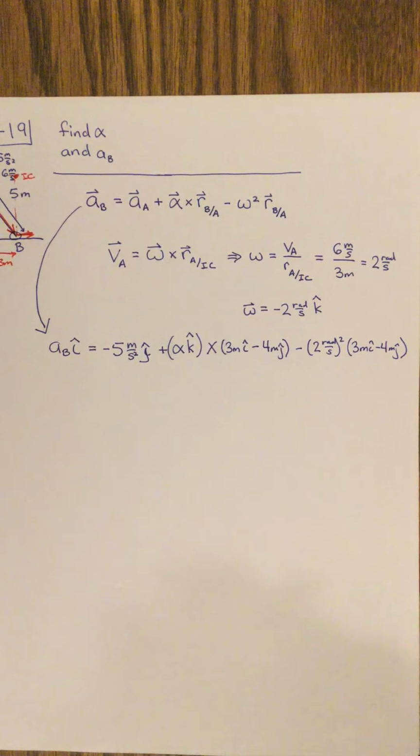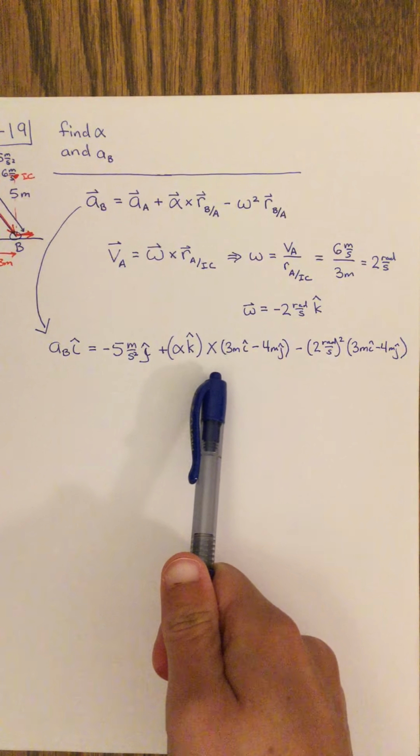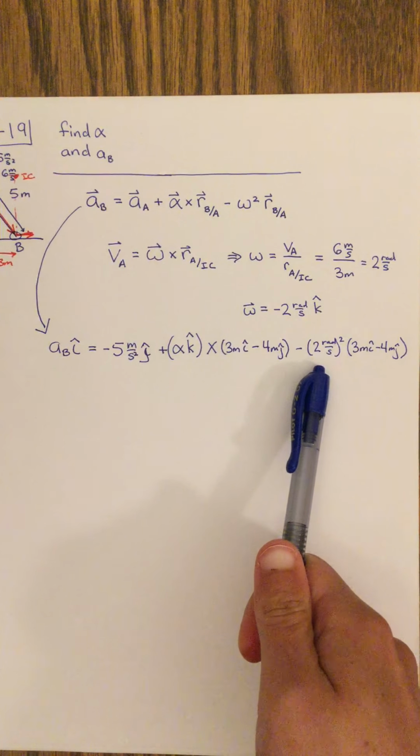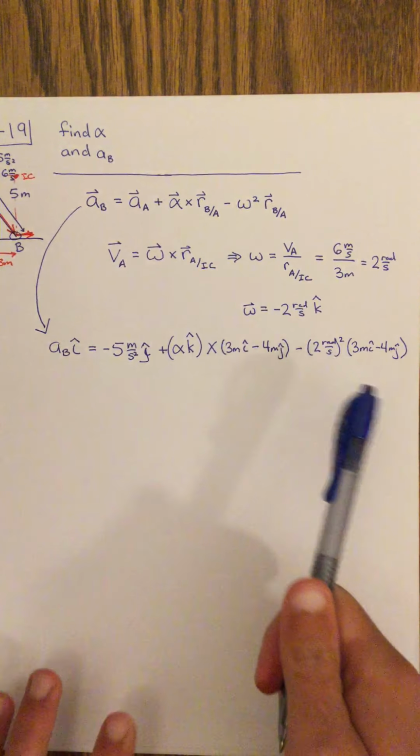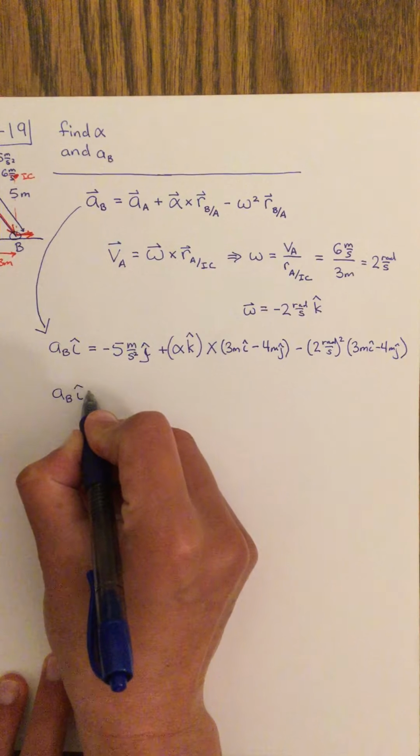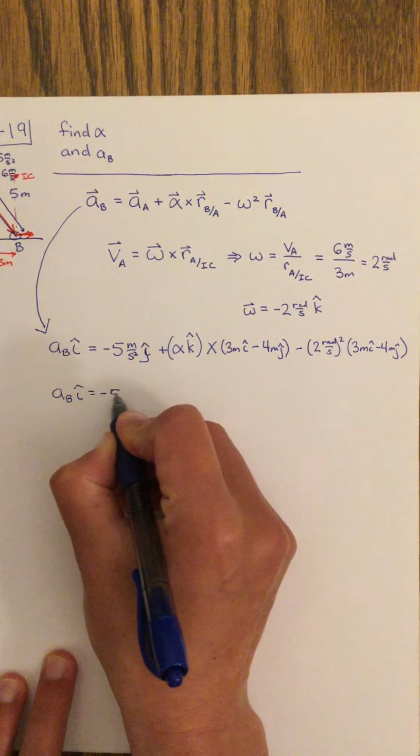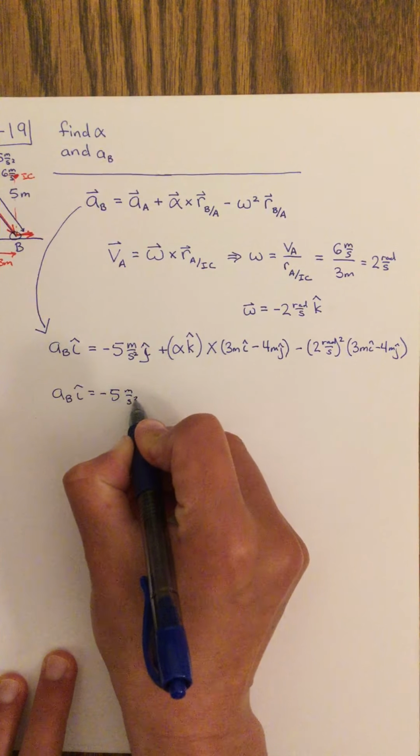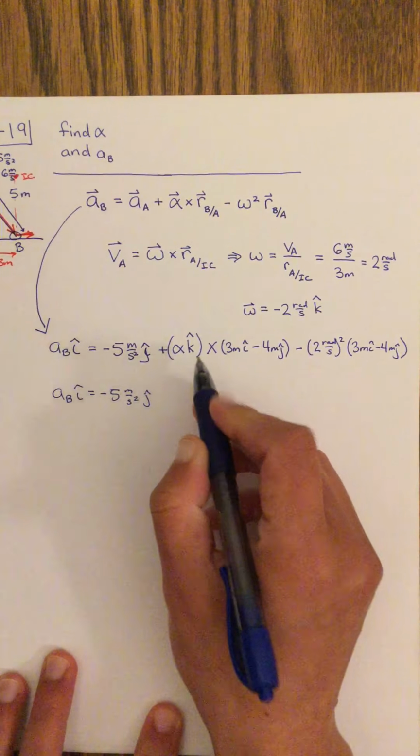So now I can go ahead and do the cross product here and distribute the 2 radians per second squared that I have here. So I'm going to rewrite the equation doing that. So I have minus 5 meters per second squared j-hat.